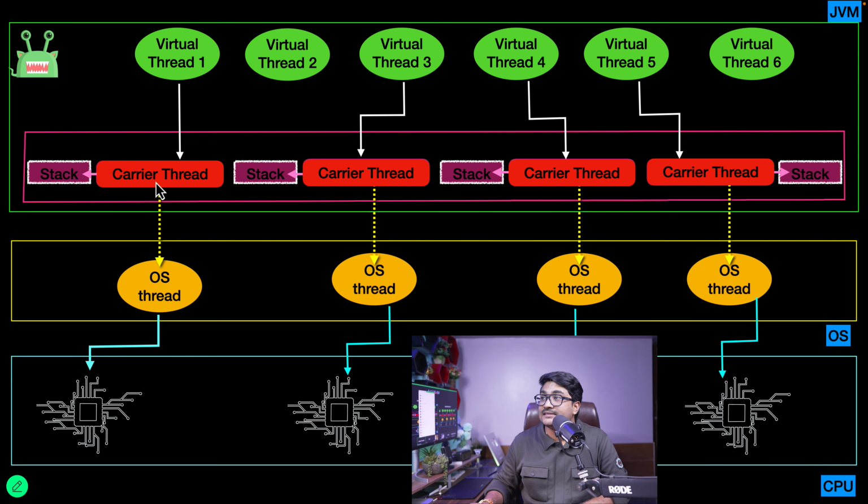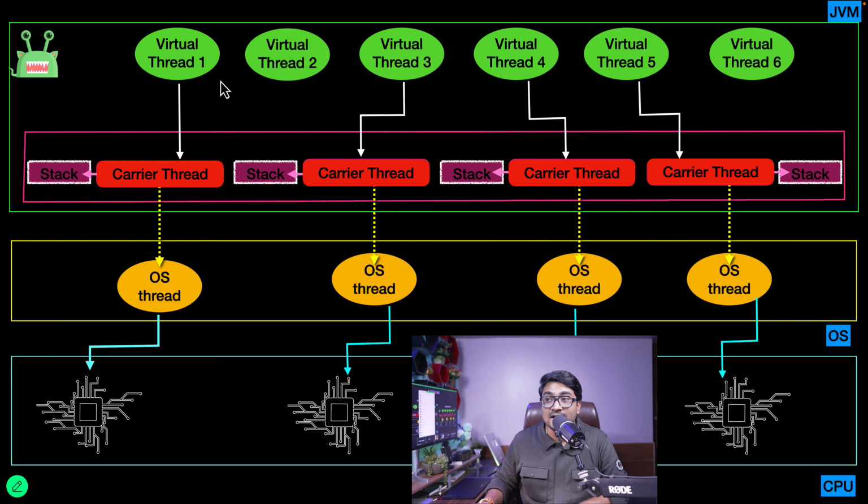Okay. And then let's say all these threads are mounted right now. Now we have 4 carrier threads. That means 4 virtual threads have been mounted. You have to remember this point. One virtual thread at a time can run on top of one carrier thread. Okay, that's the takeaway. Don't assume that on top of one carrier thread, 10 virtual threads can run at a time. No, on top of one carrier thread at a time, only one virtual thread can run.